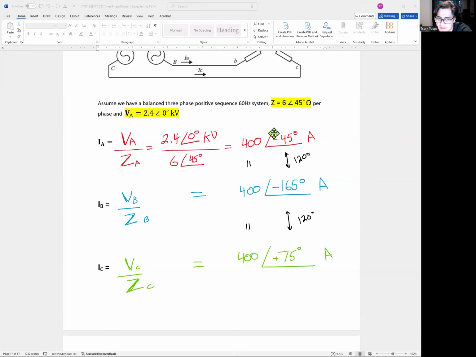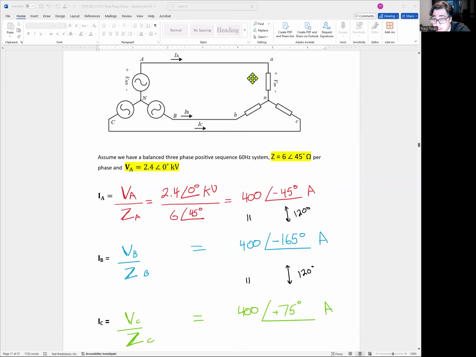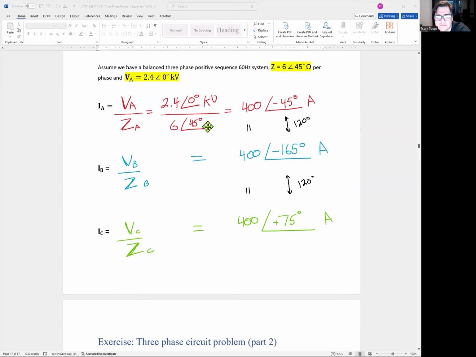At the end of the day, the phase angle for A is negative 45 degrees. The phase angle of B is negative 165 degrees, which is negative 120 minus 45. And IC is positive 75 degrees, which is positive 120 degrees minus 45 degrees, right? So here's your balanced current, and that's what's flowing into the load from the system.